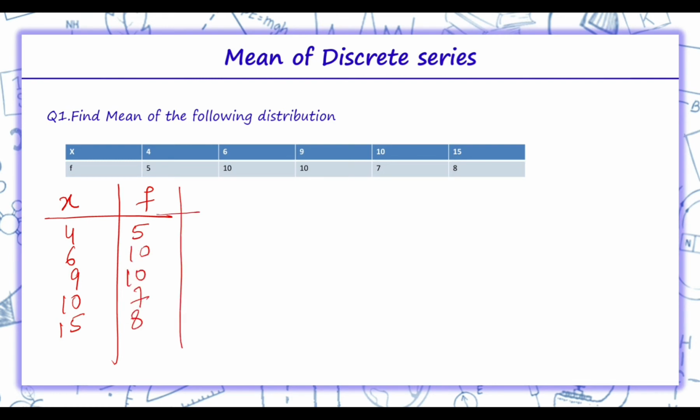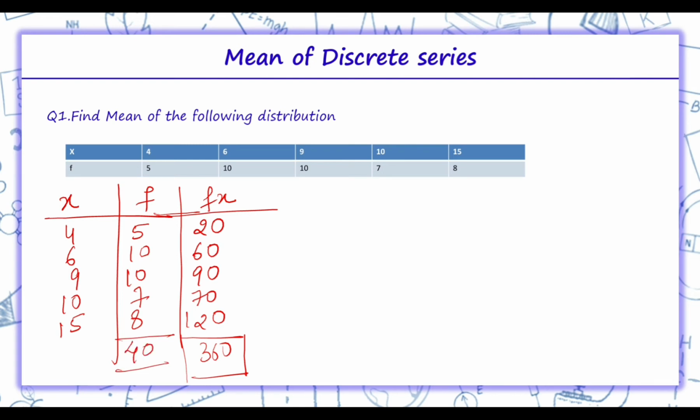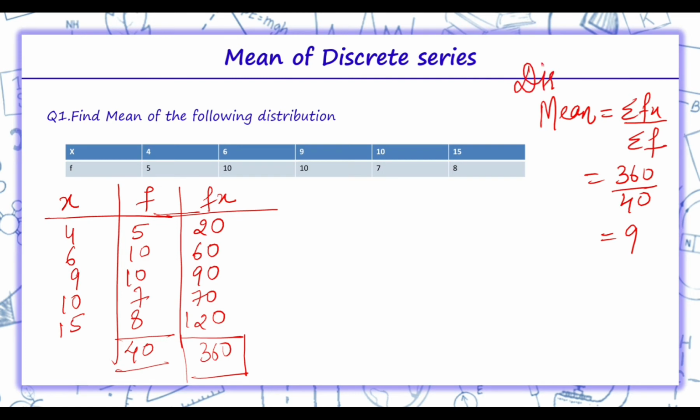When mean is to be calculated by the direct method, we will first find fx. 5 into 4 is 20, 10 into 6 is 60, 10 into 9 is 90, 7 into 10 is 70, 8 into 15 is 120. So the summation of this will be 360. Similarly, summation of f is 40. So if I have to calculate mean by the direct method, the formula becomes summation fx by summation f. So it will be 360 by 40, which is 9. This mean we calculated by the direct method.